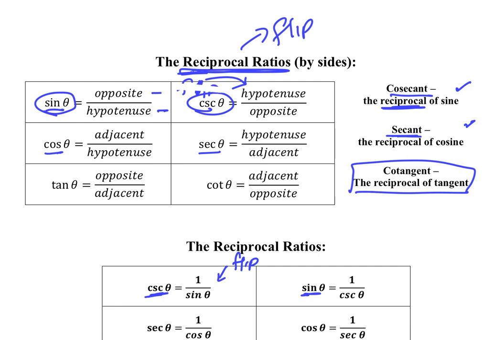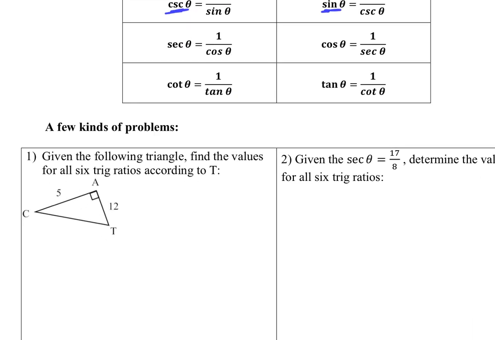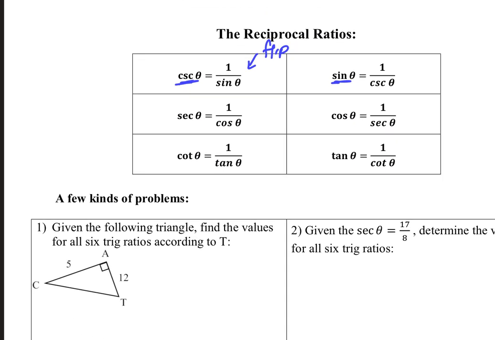Some teachers like to say that cosecant is a sine sandwich, so it has sine on the inside of it. However you want to do it. I always do it like the S's and the C's go together, so sine and cosecant, cosine and secant, but you just have to find a way to memorize that for yourself. Okay, this is just another way of recognizing that you flip. Each one is the reciprocal of the other.